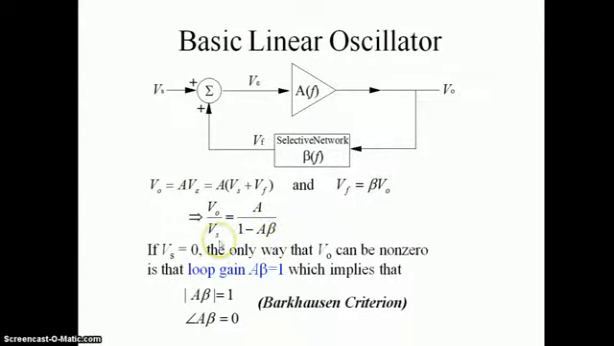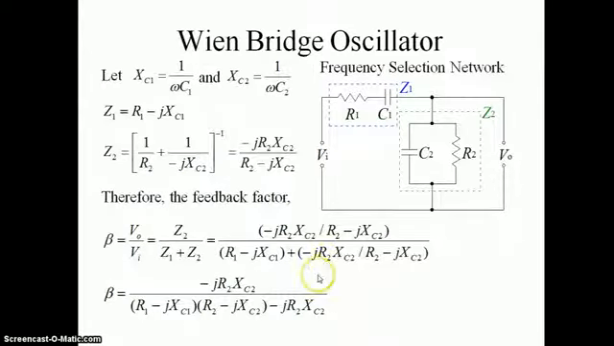V output divided by Vs is equal to A upon 1 minus A beta. For oscillations, the basic principle is derived by the Barkhausen criterion: A beta should be equal to 1, or greater than or equal to 1, for the sustained oscillation condition. Now we are not dealing with the whole circuit in this scenario. Here we are going to discuss the Wien bridge oscillator.